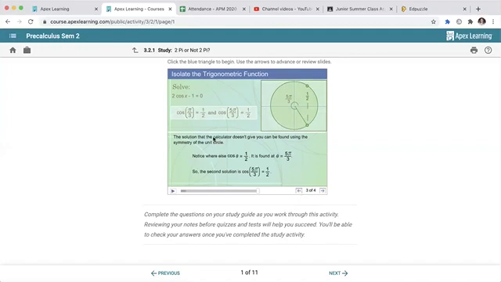So again, the solution the calculator doesn't give you can be found using the unit circle. The calculator would only give you that pi over 3, and it would not give you 5 pi over 3. So you'd have to use the unit circle and understand the reference angles.